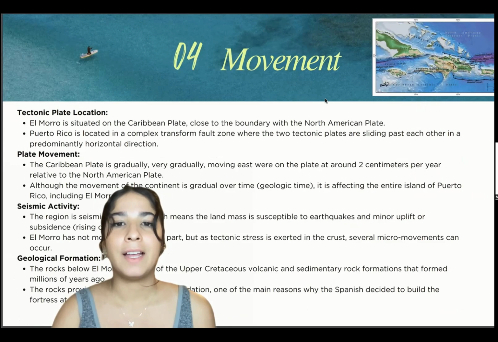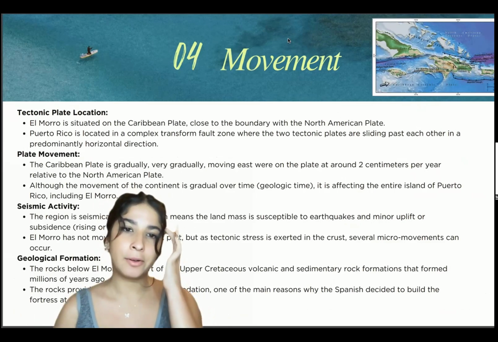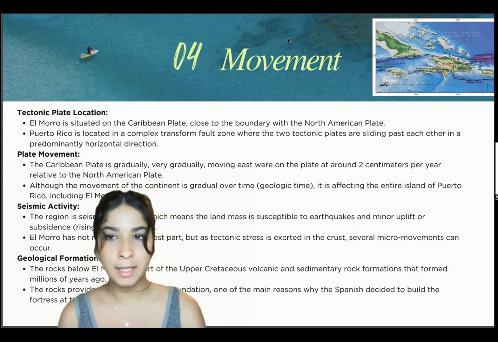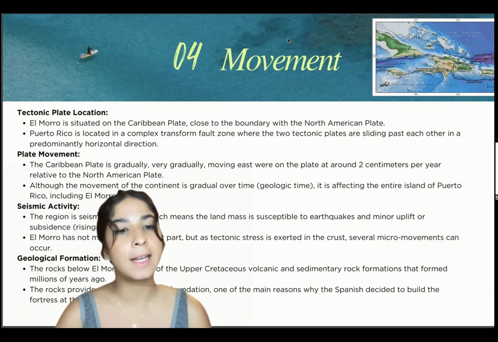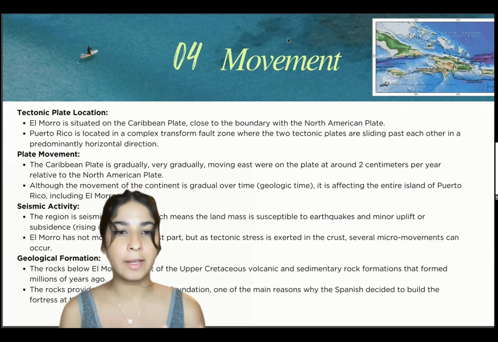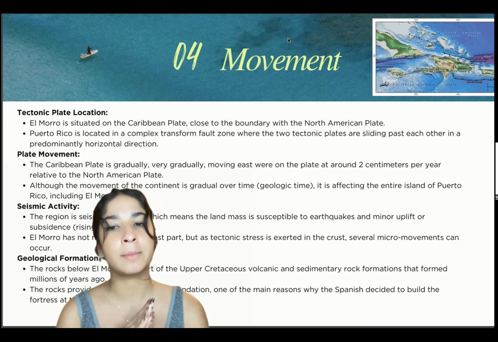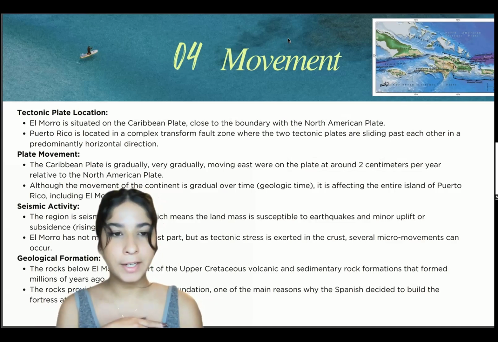All right, and then for the movement, for the tectonic plate location, El Morro is situated on the Caribbean plate, close to the boundary with the North American plate. I added a picture over there on the side so you can visualize it. Puerto Rico is located in a complex transform fault zone where the two tectonic plates are sliding past each other in a predominantly horizontal direction.